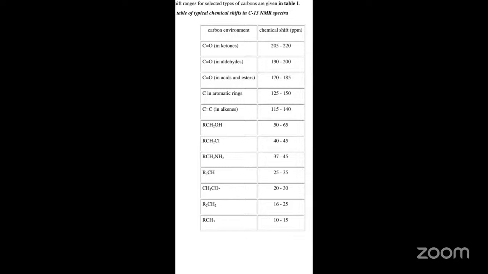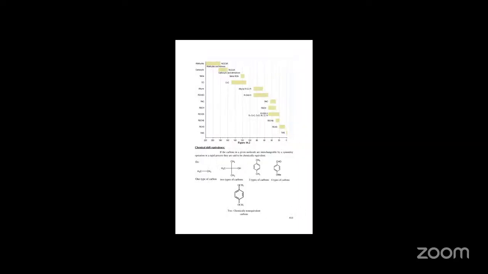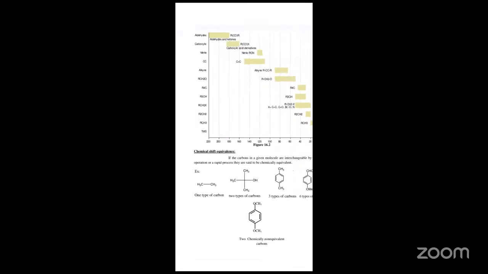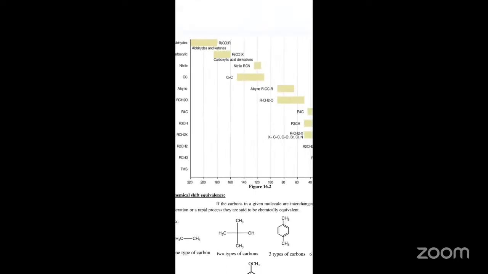The tertiary carbon appears in the range of 25 to 35, and the secondary appears in the range of 16 to 25 here. And the primary carbon shows a delta value of 10 to 15 here. So primary carbon appears at 10 to 15, secondary 16 to 25, and tertiary at 25 to 35 here. These are the delta values of the three different carbons, and you can see the chemical shift scenario in this particular graph.